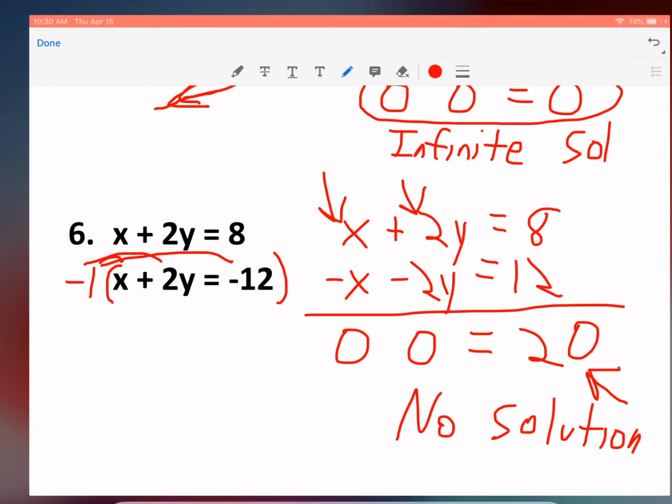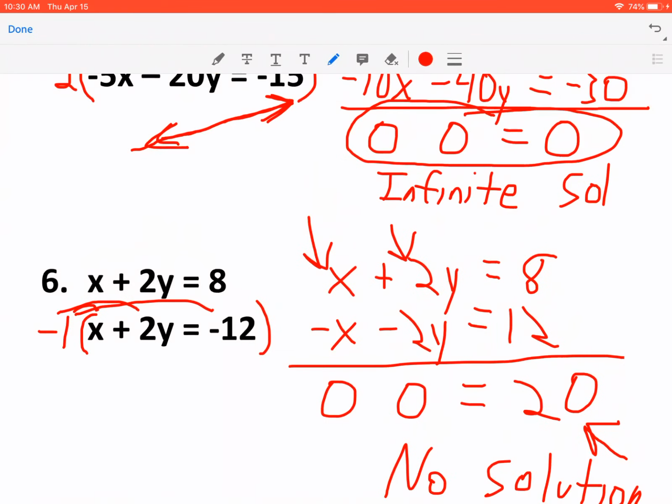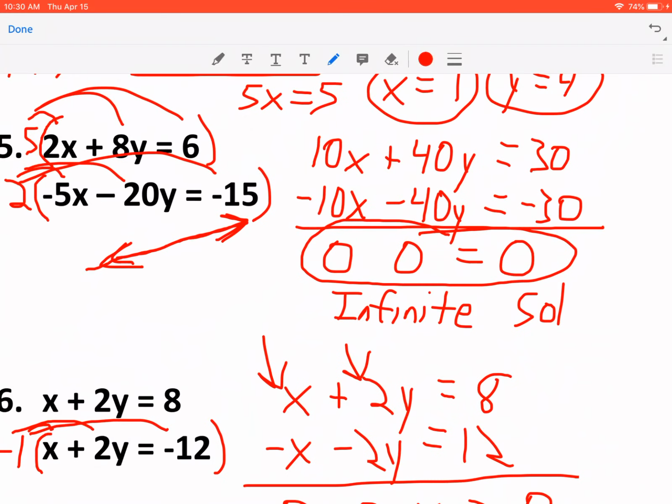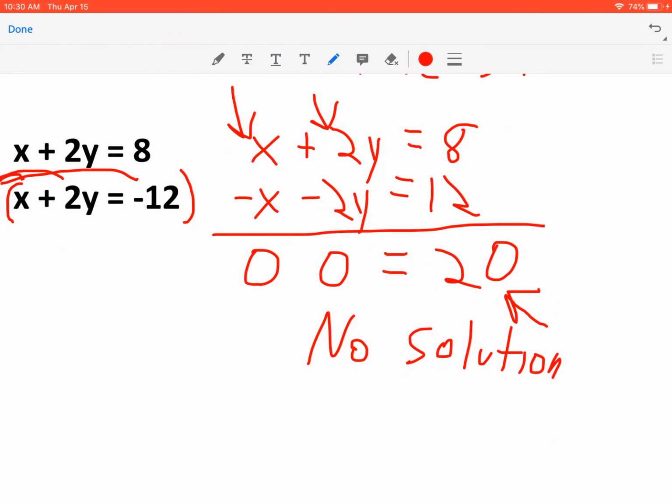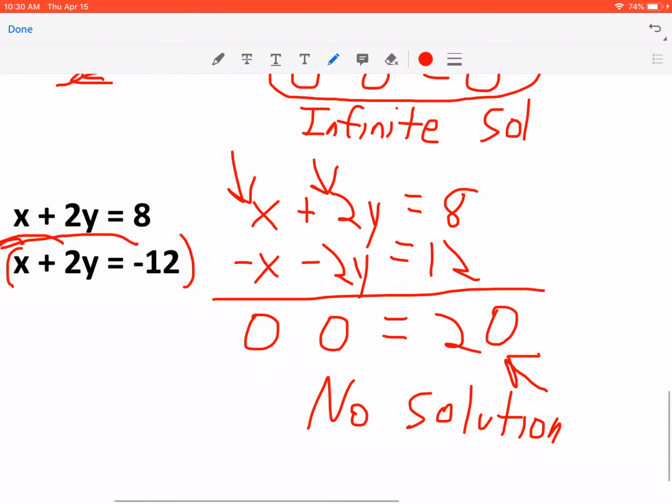If those lines never touch each other, that's called no solution, okay? And again, look at the difference between the two. Infinite solutions, you get all zeros. No solution, you have no variables, but you do have a number still, all right? And that's the difference between the two.